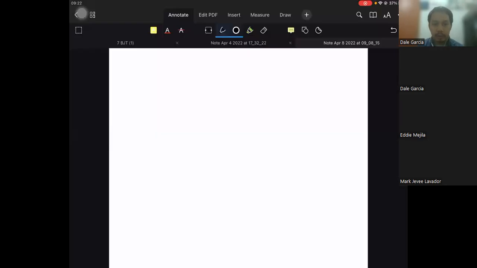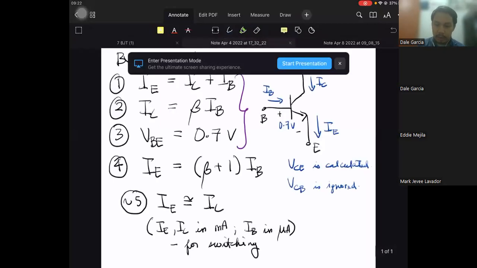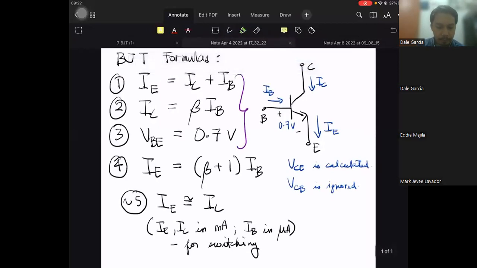Good morning, everyone. So we'll continue our discussion on bipolar junction transistors. Last meeting we ended here. We defined the relationships between BJT parameters, especially BJT currents and BJT voltages. Those relationships will be defined by these formulas, most importantly by these three formulas: Formula 1, Formula 2, and Formula 3. And Formula 4 again, it's derived from the first two formulas.